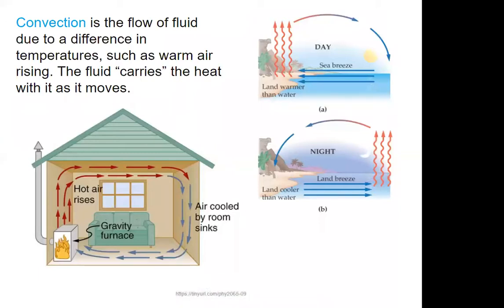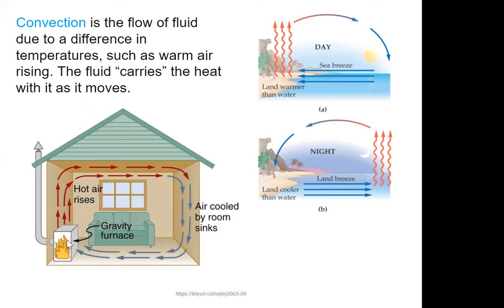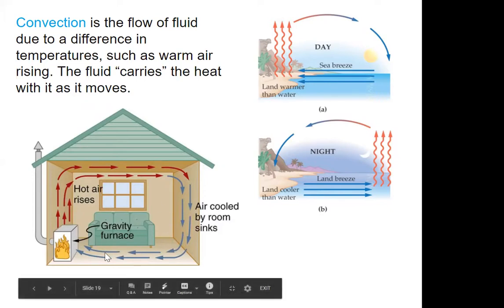The second method of heat transfer is called convection. That's the flow of fluid due to a difference in temperature. So then the heat is carried with the fluid as well. For example, if you have air circulation in the house, then heat can be transferred from the fireplace into other places of the room.